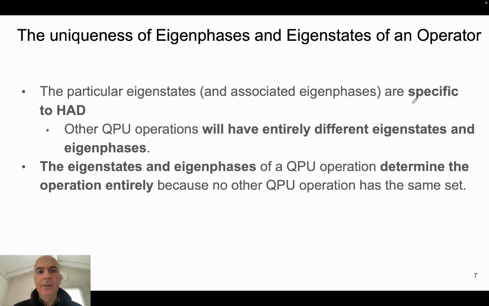It's important to note that the eigenphases and eigenstates of an operator are unique. The particular eigenstates and associated eigenphases that I've been discussing in the previous slides are specific to the Hadamard gate. That also means that other QPU operations will have entirely different eigenstates and eigenphases. So if we change the gate, we will have different eigenstates and eigenphases. The eigenstates and the eigenphases of a QPU operation determine the operation uniquely because no other QPU operation has the same set of eigenstates and eigenphases.